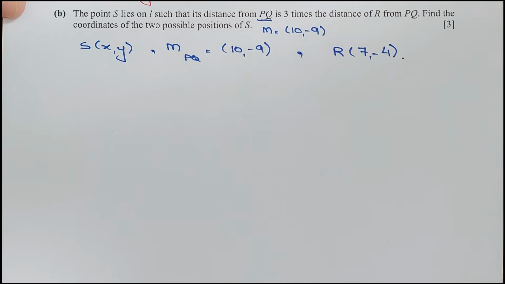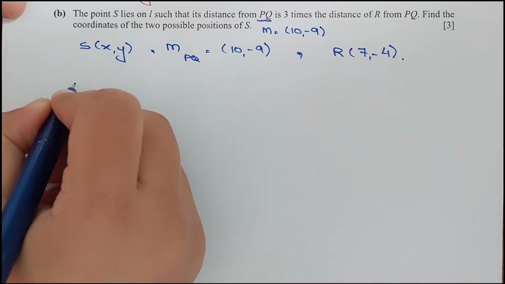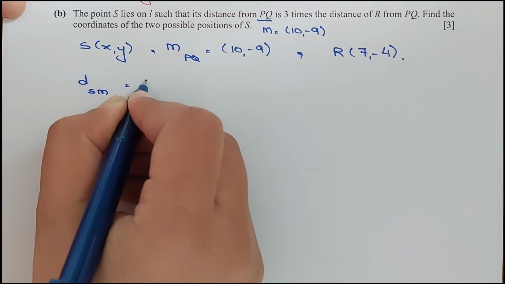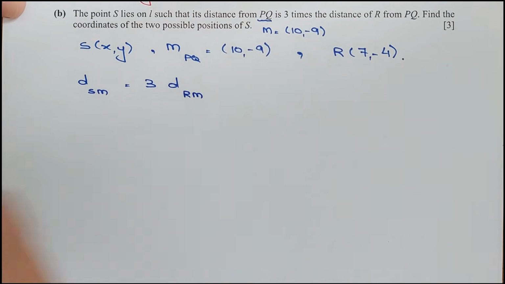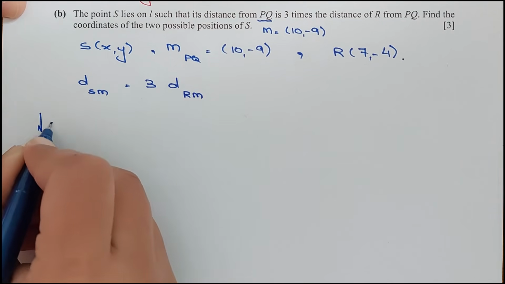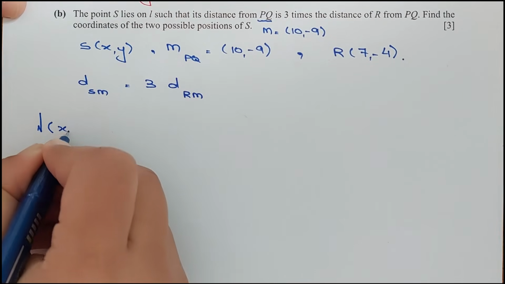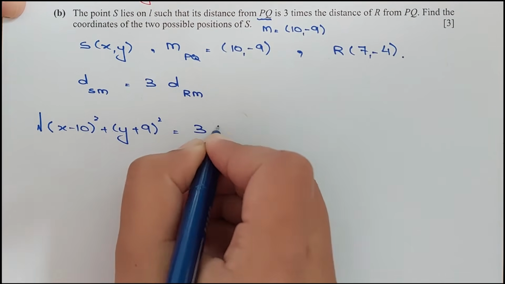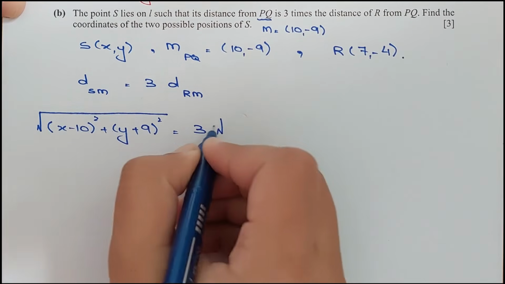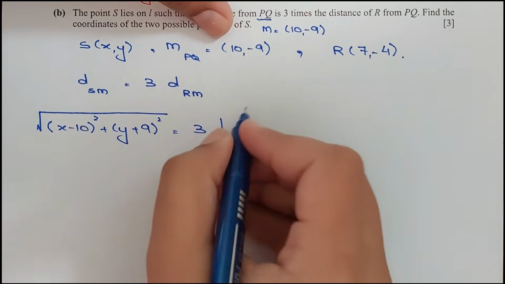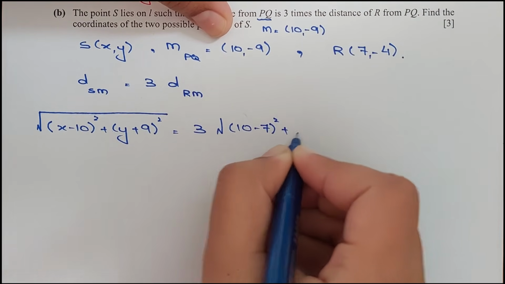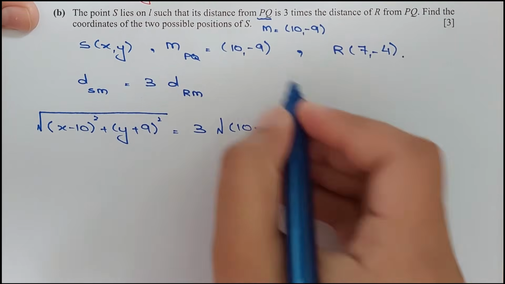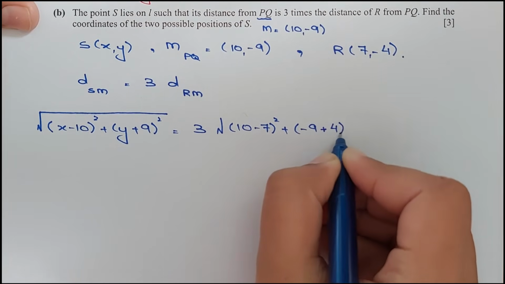So here we have to use the distance formula, square root of (x2 minus x1) whole square plus (y2 minus y1) whole square. So we can say that the distance of S from PQ, S to the midpoint, is 3 times the distance of R to the midpoint, right? Using the distance formula, we have square root of (x minus 10) whole square plus (y plus 9) whole square, equals 3 times square root of (10 minus 7) whole square plus (minus 9 minus 4, which is minus 9 plus 4) whole square.